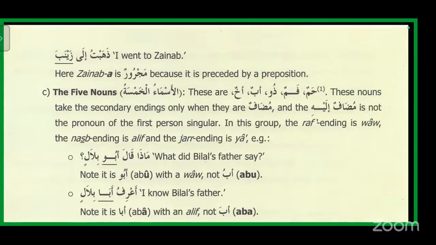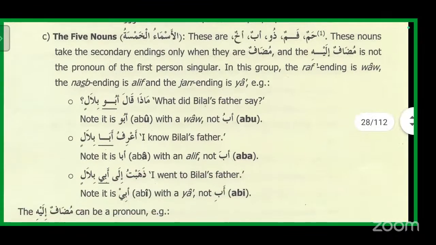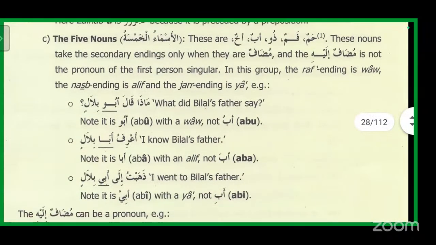The five nouns, al-asma'ul khamsatu. These are hamun, famun, dhu, abun, akhun. These nouns take the secondary endings only when they are mudafun, and the mudaf ilayhi is not the pronoun of the first person singular. In this group, the raf' ending is waw, the nasab ending is alif, and the jar ending is ya.